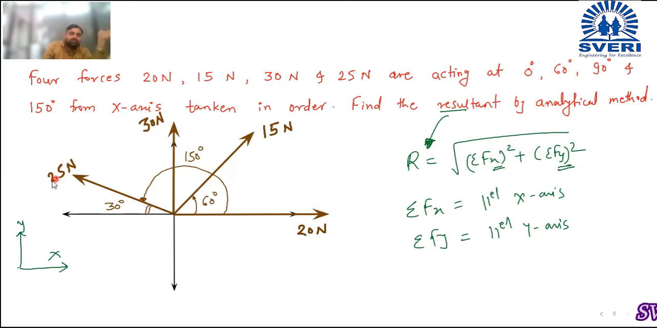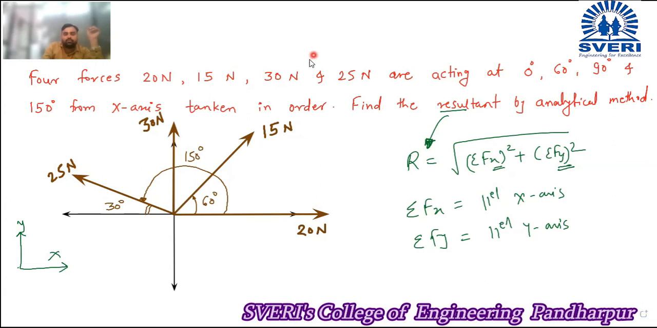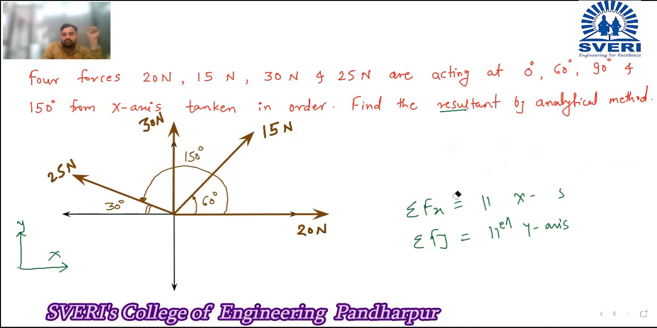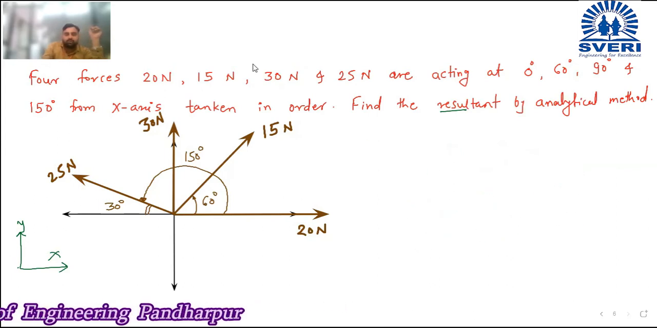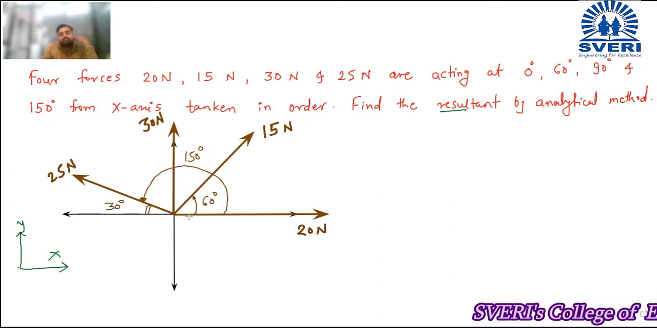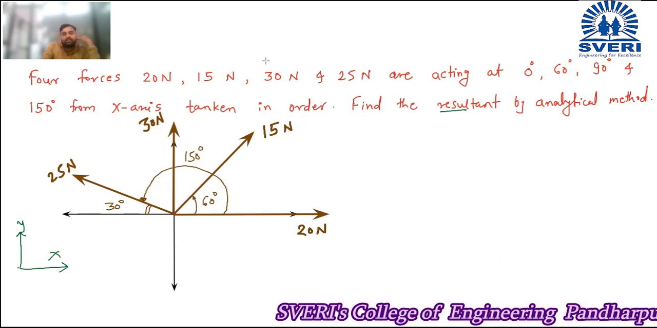Lastly, this is the force of 25 Newton. Again, we have to resolve this force. So now we will do the resolution of the forces here first, and then we will find out the resultant. First is this 15 Newton force that we need to resolve. So what is the angle of the 15 Newton force? It is 60 degree.